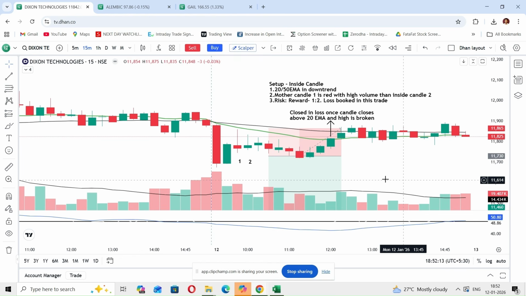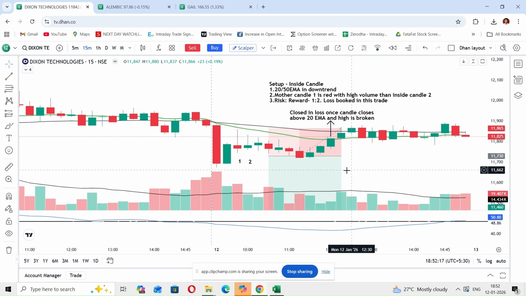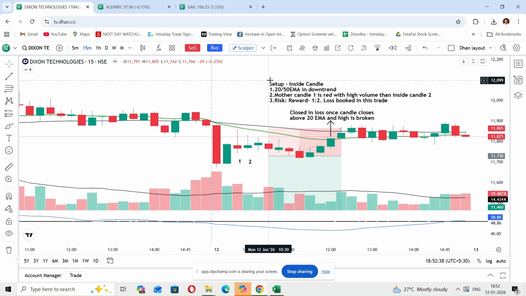Because if you see, afterwards, in the subsequent candles, my original SL would also have got hit. That is the reason I exited the trade much earlier, when the high of that particular candle was broken after the 20 EMA. Fine, so this is the Dixon Technologies trade.